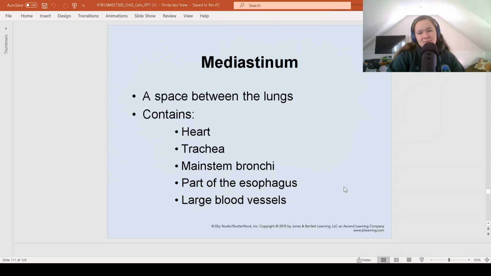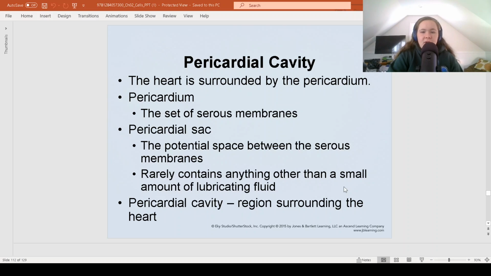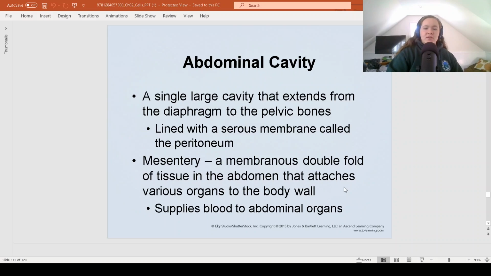Mediastinum, which is the space between the lungs. This contains the heart, trachea, main stem bronchi, part of the esophagus, and large blood vessels. Pericardial cavity is the heart surrounded by the pericardium. Pericardium is a set of serous membranes. Pericardial sac is the potential space between the serous membranes. It also rarely contains anything other than a small amount of lubricating fluid. Pericardial cavity is the region surrounding the heart.